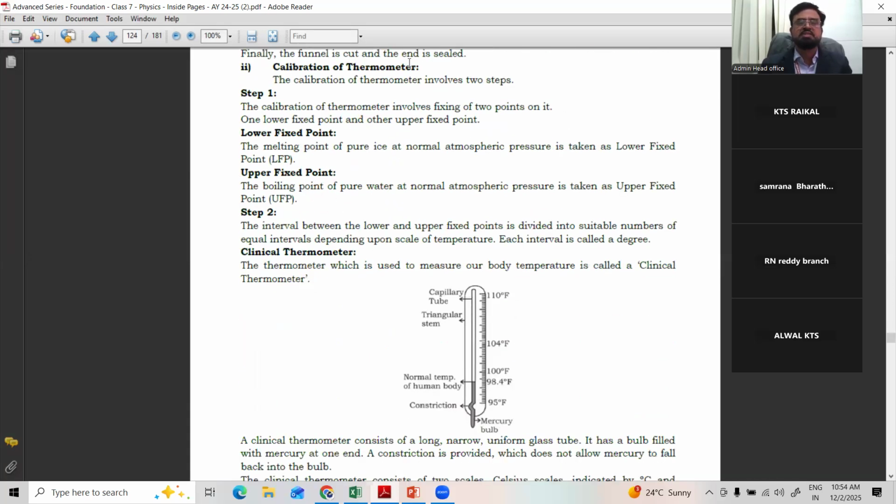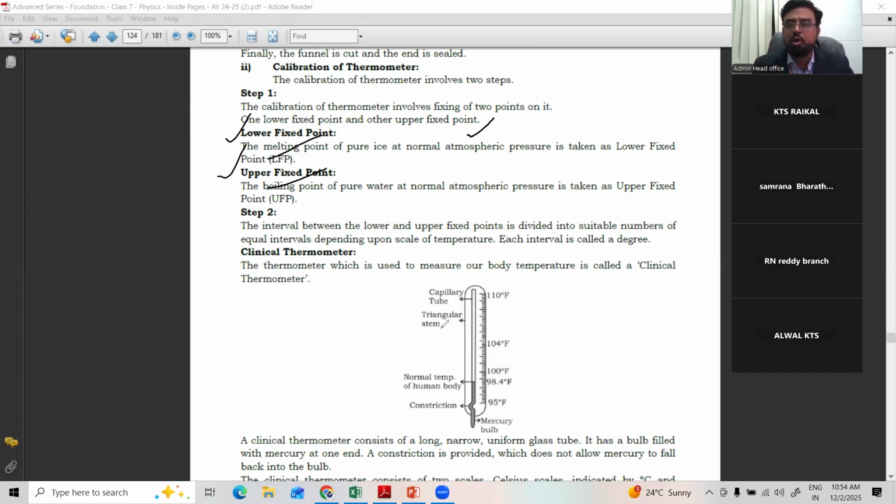Also we have seen the outlines, but now see calibration, the marking on the thermometer. How is a thermometer marked? For example, a clinical thermometer starts from 0 to 100. So 0 is called the lower fixed point. The lower fixed point is nothing but the melting point of pure ice at normal atmospheric pressure. The upper fixed point means the boiling point.